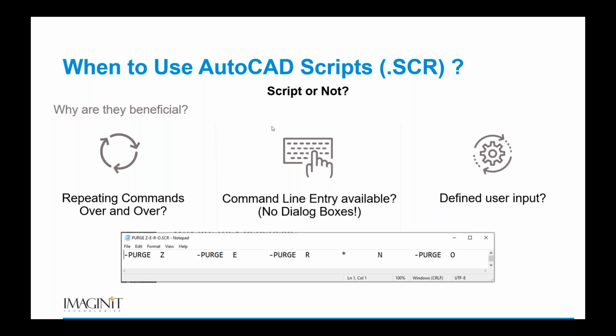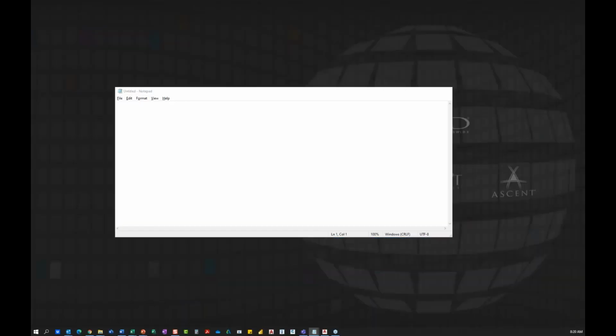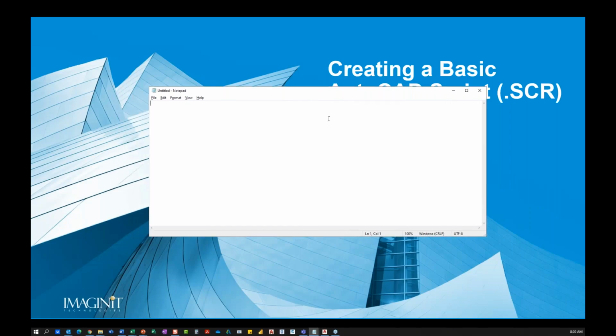So now let's take a look at actually creating a basic AutoCAD script. Inside of a Notepad file or inside of an Excel sheet, we just start out with a blank document. So this is a blank Notepad document here. In terms of the purge command that we were looking at, that was a dash purge, and then a space for a Z. That's our prompt. And another dash purge, a space for an O for the orphan data, and so forth.